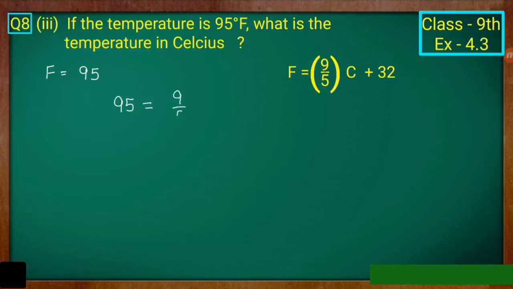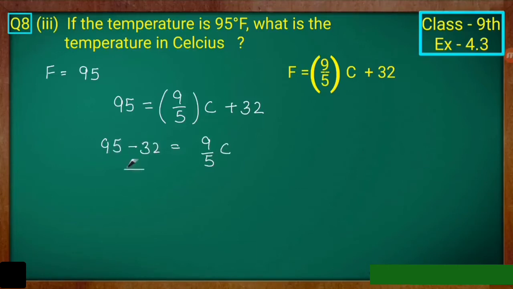95 equal to 9/5 C plus 32. Now we have to find the value of C here. So take 32 on the left side. When we take it on the left side, its sign should be changed. So 95 minus 32 equal to 9/5 C. Now subtract both of them. 95 minus 32, it is 63.